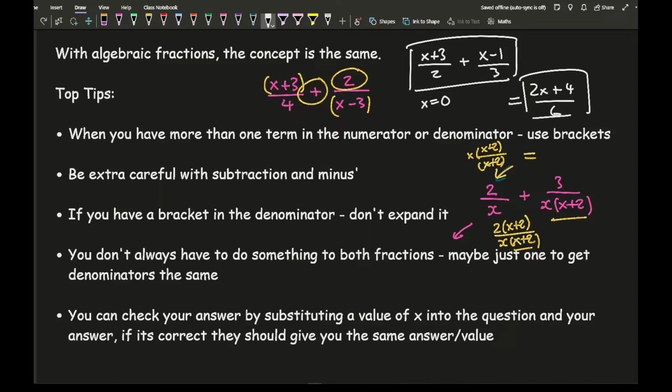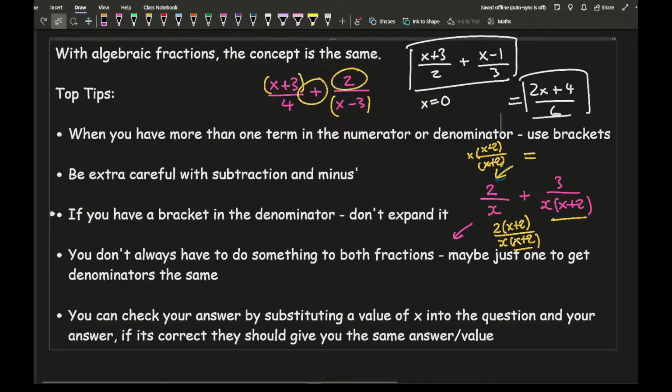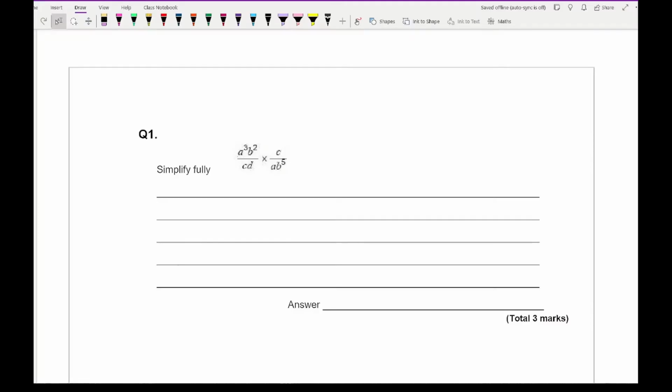So that's just one way of checking. If you've got that extra time, it's not always essential. You kind of hope that if you've done it correctly, your answer will be correct. So now let's have a look at some actual past exam questions.